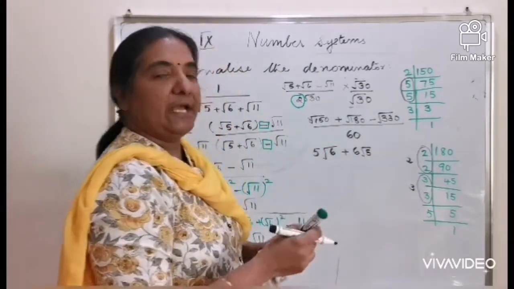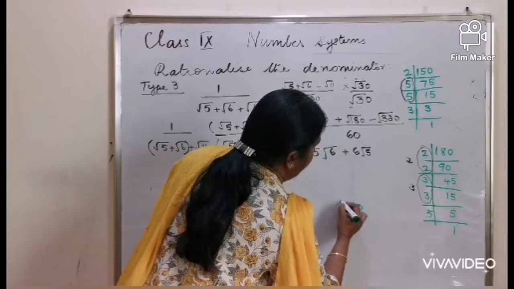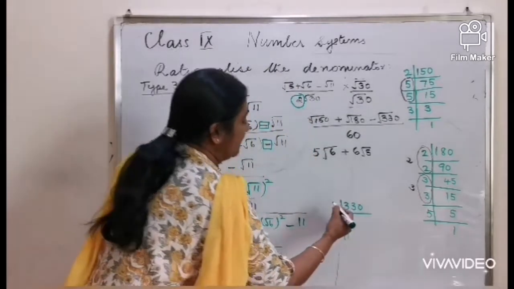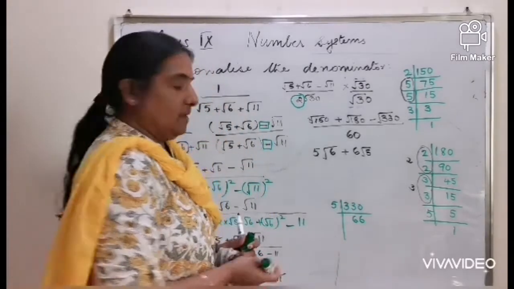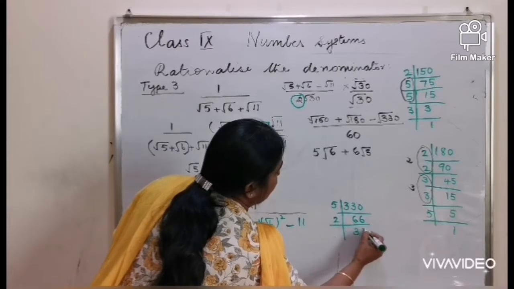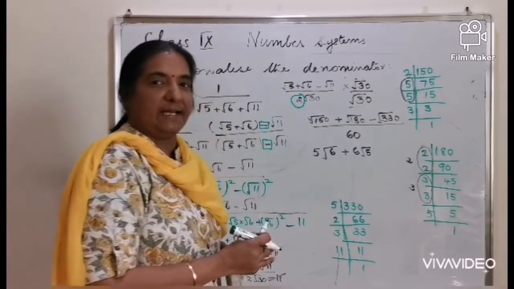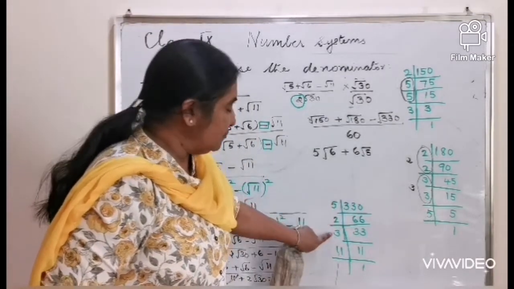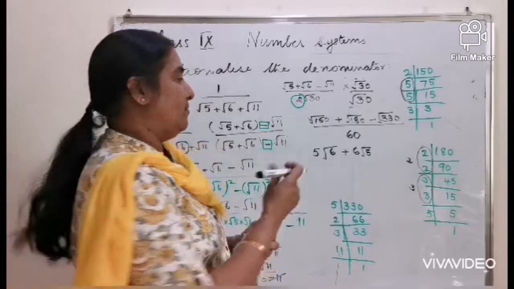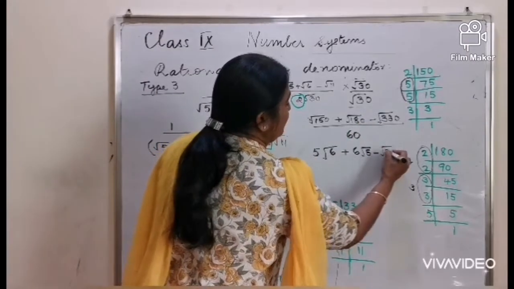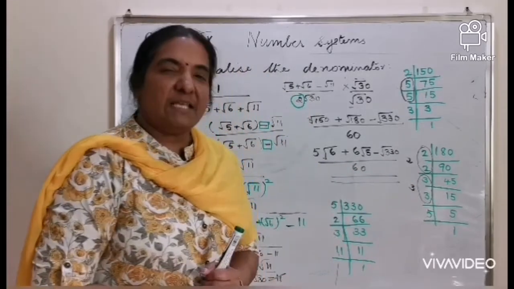Let us check whether we can do 330 in a similar way. 330 will be factorized with 5, 6 5s are 30 and 66, with 2, 33, with 3, 11, with 11, 1, which shows that the factors 5, 2, 3, 11 all are occurring only once. Thus, it cannot be simplified, and it will remain as square root 330. This will be the final simplified form.